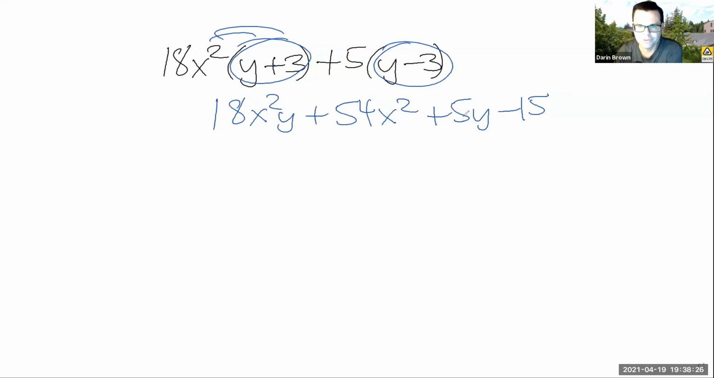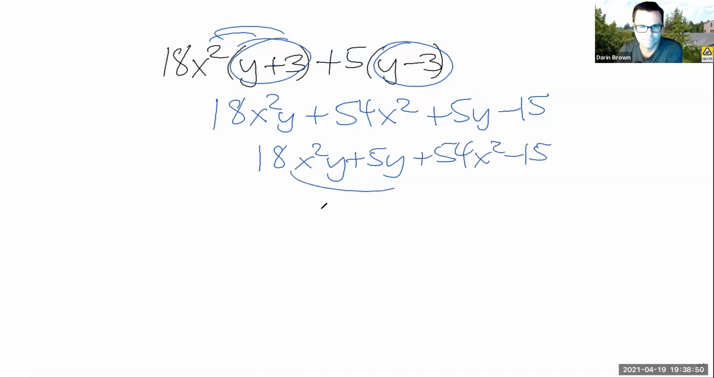Maybe this does by grouping. Let's see. If we do these, no, that would give this. Let's rearrange the terms maybe. Maybe if we do 18x squared y plus 5y is 54x squared minus 15. This still is not going to work. This just doesn't work. I'm not sure what the point of this problem is.